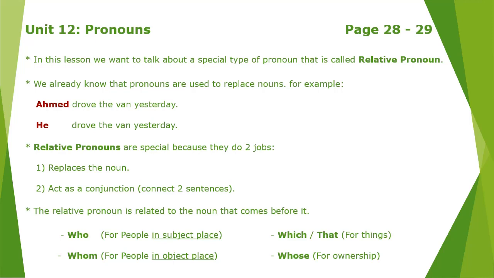Whom is also used for people, just like who, but whom is used for people in the object place. So the people I'm talking about in the sentence need to be in the object place. Whose is used for ownership, to say that this thing I am talking about belongs to someone. So for example, whose car, العربيته, whose chair, الكرسي بتاعه. يعني the thing I'm talking about is belonging to someone else.